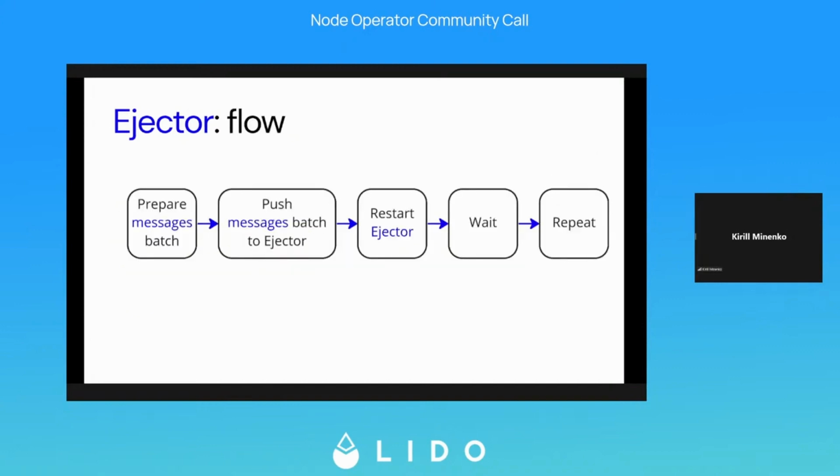So to summarize, the node operator should first prepare a batch of pre-signed messages, push this batch to the Ejector, restart the Ejector, wait until the pre-signed messages are used by the Ejector, and then just repeat everything from the beginning.